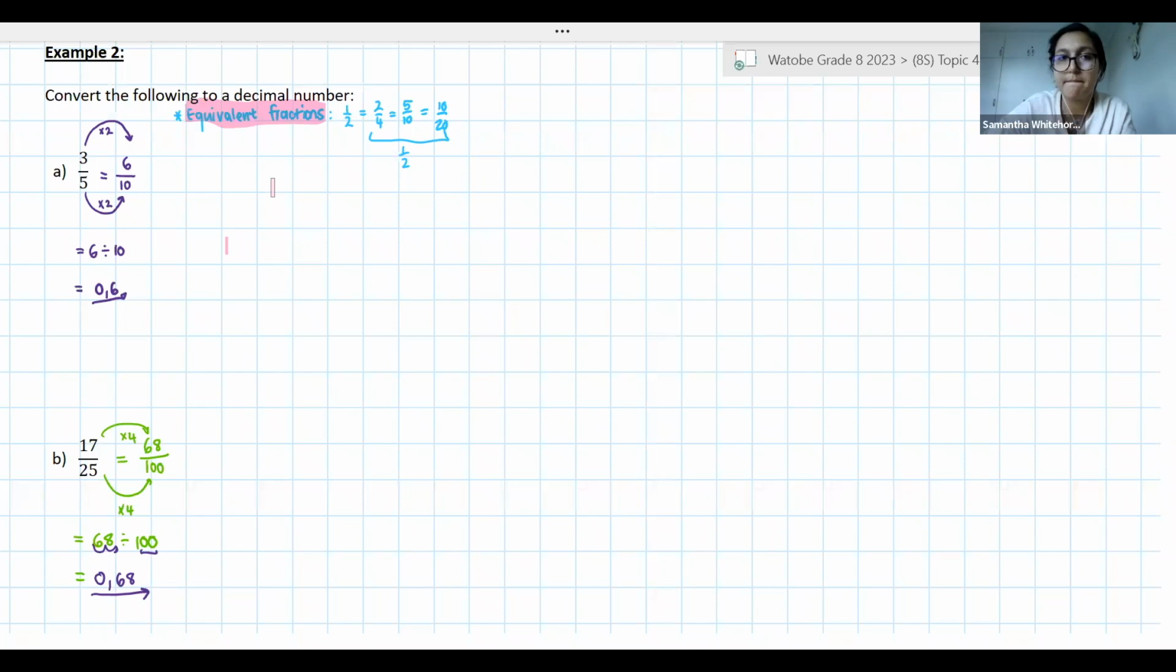But ma'am, if the numerator is bigger than the denominator and you multiply the denominator by a number to get 100, and then when you multiply the numerator, the number is bigger than 100, can that happen?